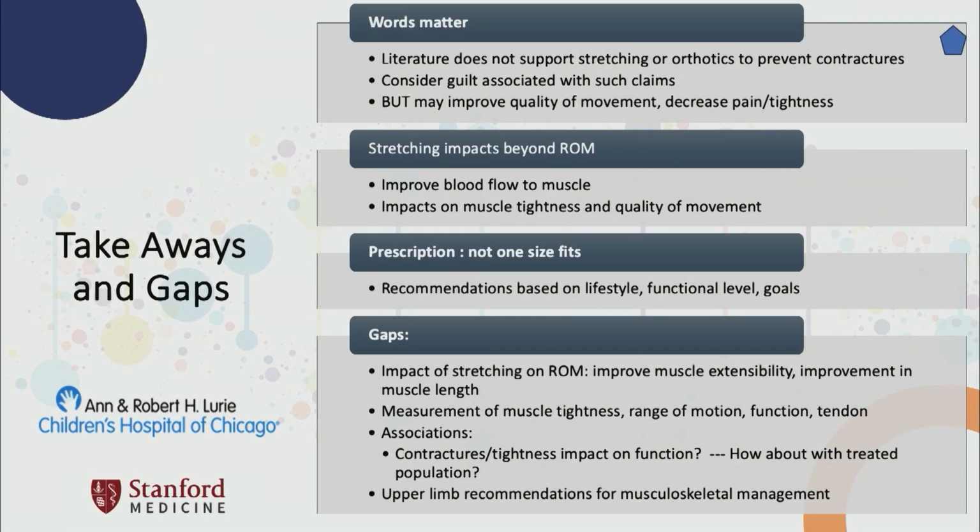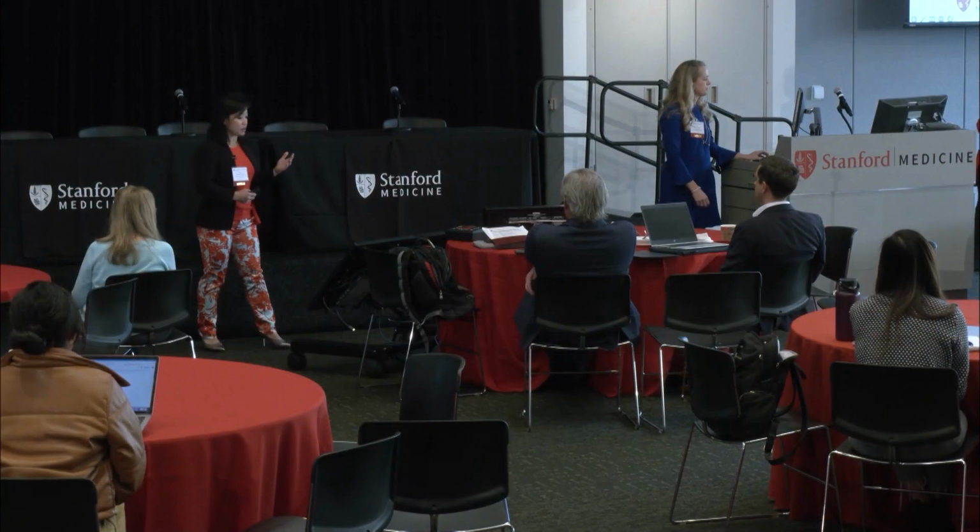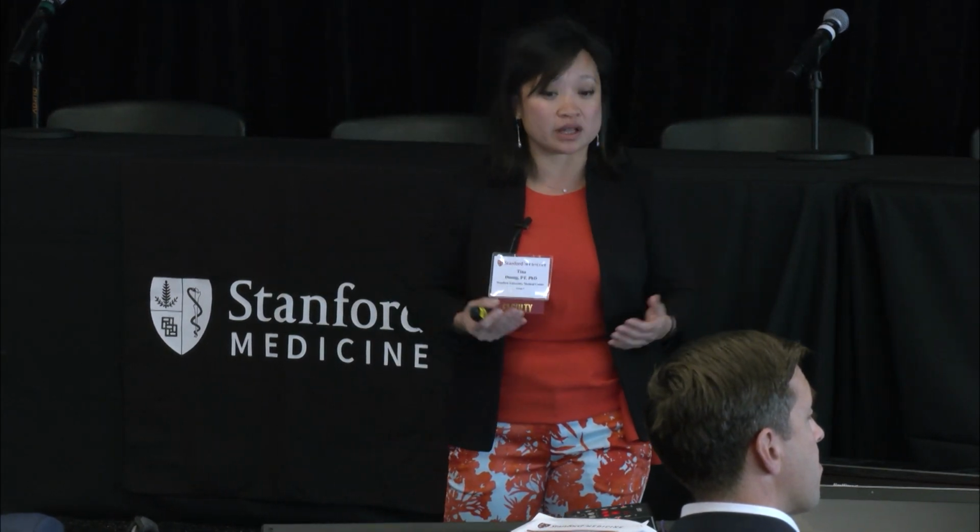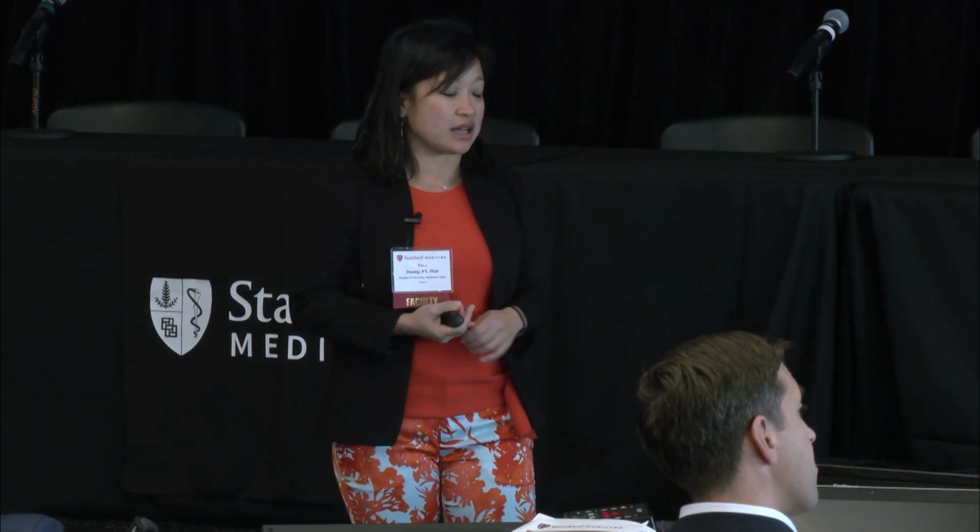Great. And so just to close us out, some of the real takeaways are: words matter, so that you have management of expectations. I mentioned the guilt part of Duchenne. The other is stretching. It impacts something beyond range of motion, maybe increasing blood flow into the muscles, which may improve tightness and may improve quality of movement. And of course, as Lori said, one size doesn't fit all. There are a lot of gaps here, and every data point counts.